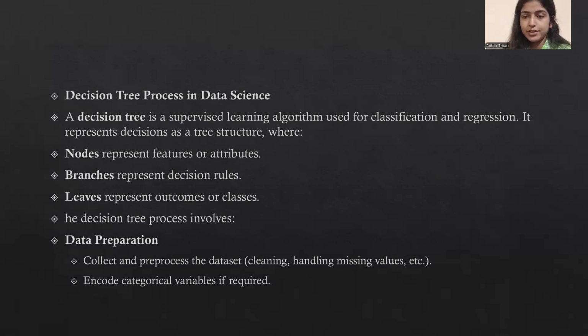The decision tree process in data science can be referred to as a supervised learning algorithm used for classification and regression. It represents decisions as a tree structure where nodes represent features or attributes, branches represent decision rules, and leaves represent outcomes or classes. The process involves data preparation, where we collect and pre-process the data, cleaning, handling missing values, and encoding the categorical variables if required.